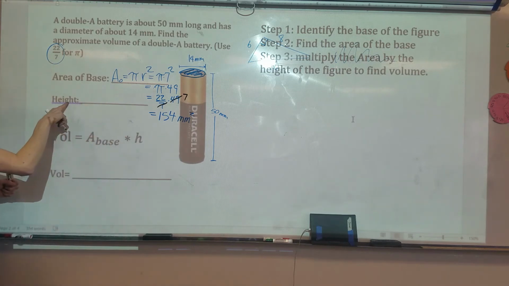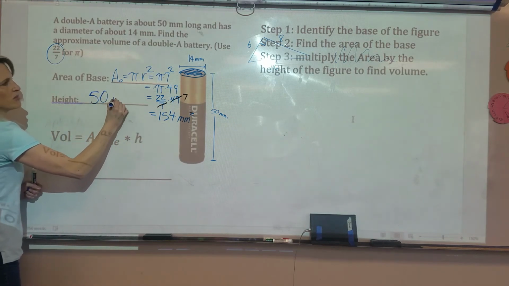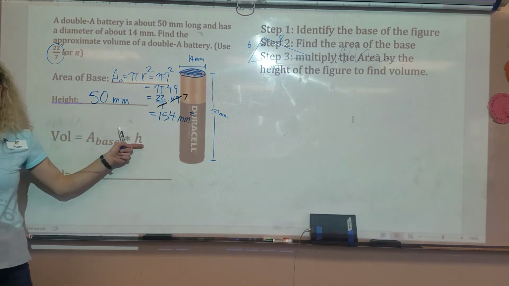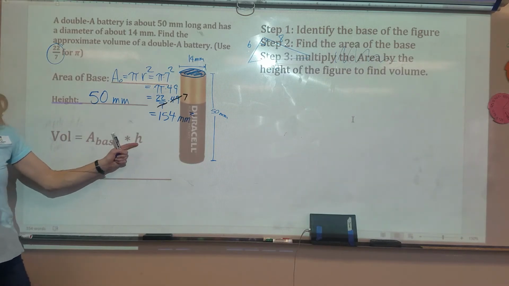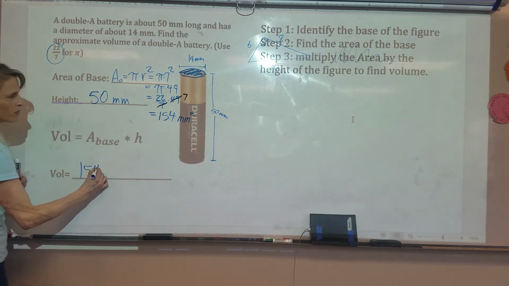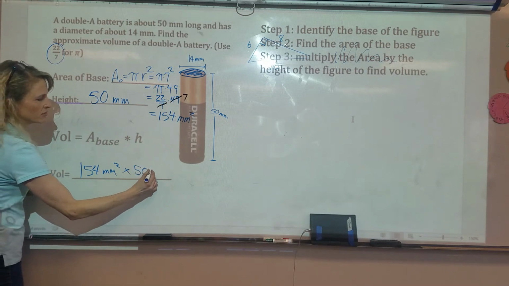Okay, we're still going. The height of my cylinder is 50 millimeters. So now my volume is area of base times height. What's my formula? Area of the base times height. So I'm going to go area of my base, 154 millimeters squared, times my height, which is 50 millimeters.